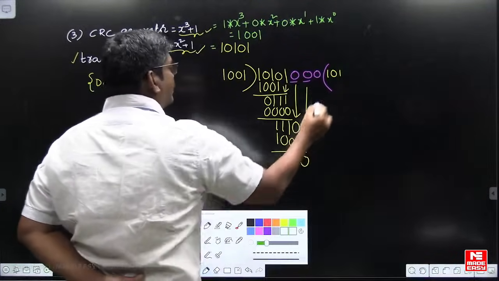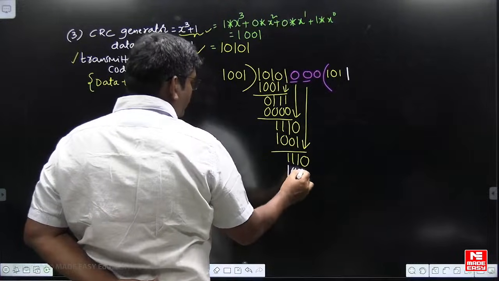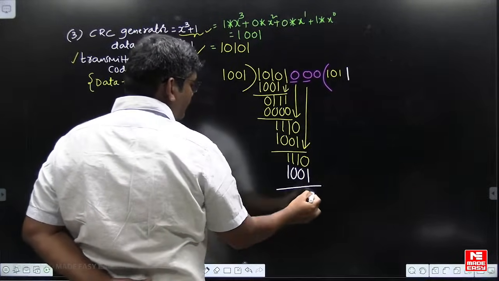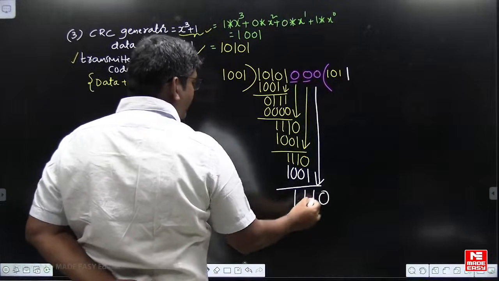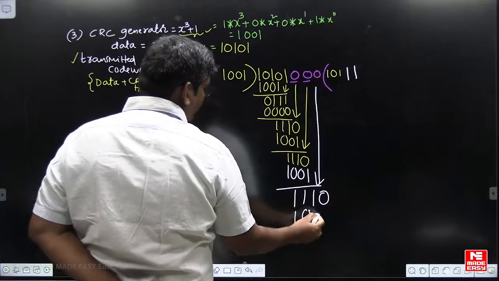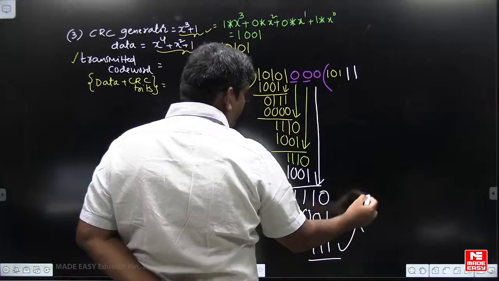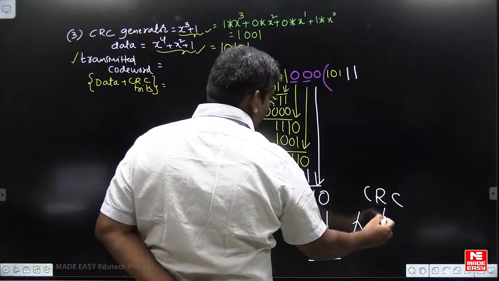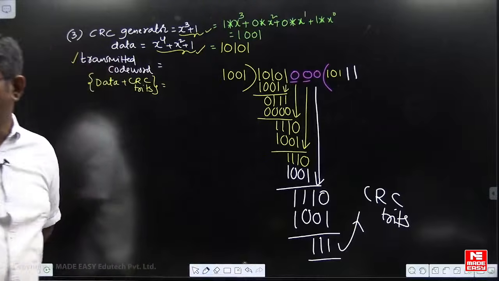So MSB is 1, so put a 1. 1 into its number is what? 1001. अभी क्या करना था? XOR 1, 1 and 1. So again drop this 0. So again MSB is 1, so put a 1. 1 into its number is what? 1001. So finally the remainder is 111. आप इसको CRC bits भी कह सकते हैं. Yes, very good. As you all said, finally you will get 3 ones. Yes, correct.